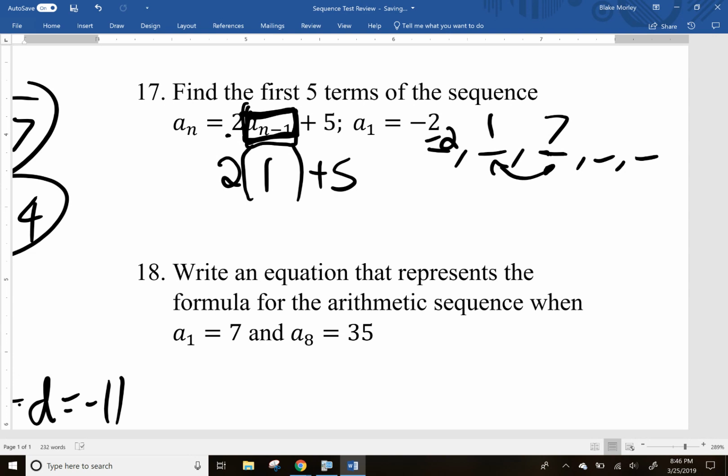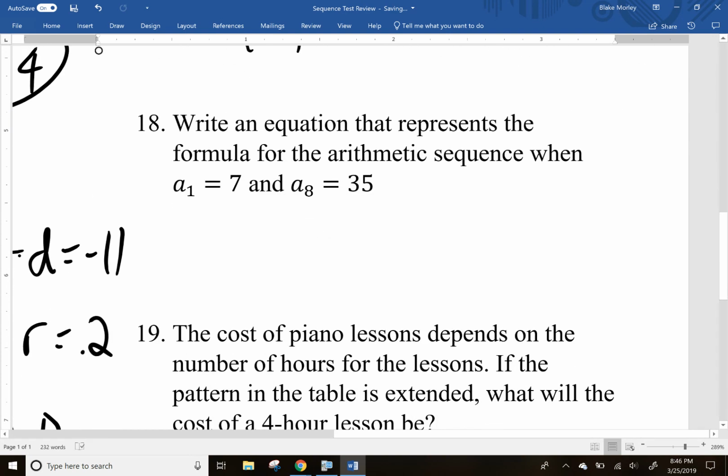I'll let you finish the rest. The next time you have to plug in 7, and then the time after that, you plug in whatever you get as the fourth term. Okay? You just keep plugging in the term you get to get the next term.